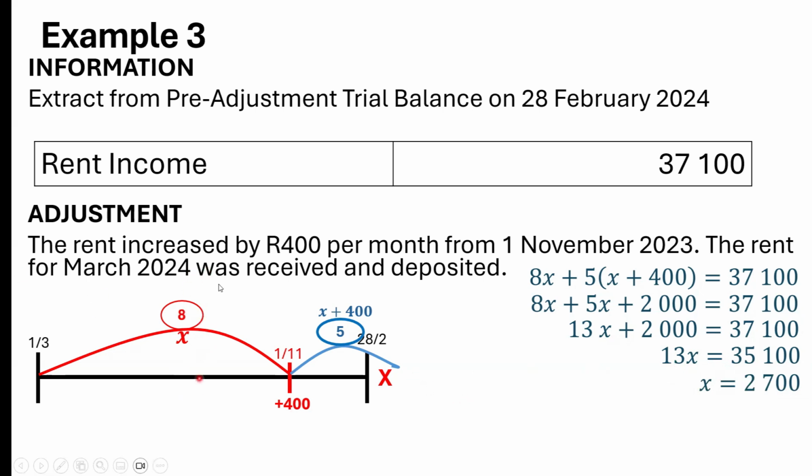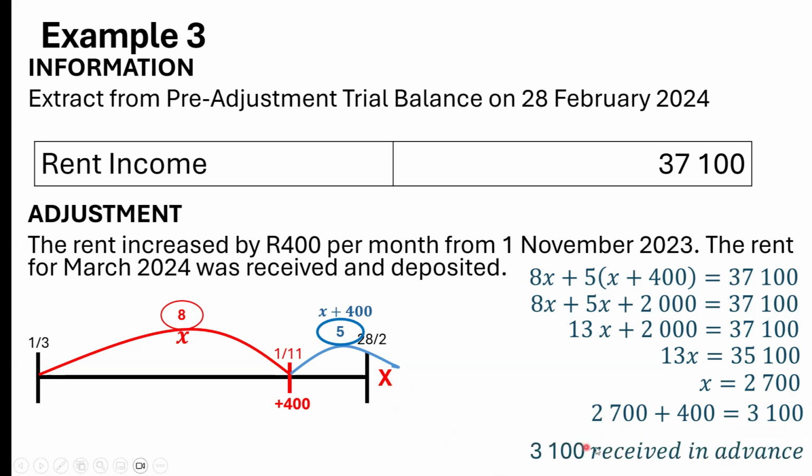Now remember, this is x. This is before the increase. We need to know what it is after the increase. So 2,700 plus 400 is 3,100. And this is the amount after the increase. And how many months were extra? Only the 1 month. So 3,100 was received in advance.